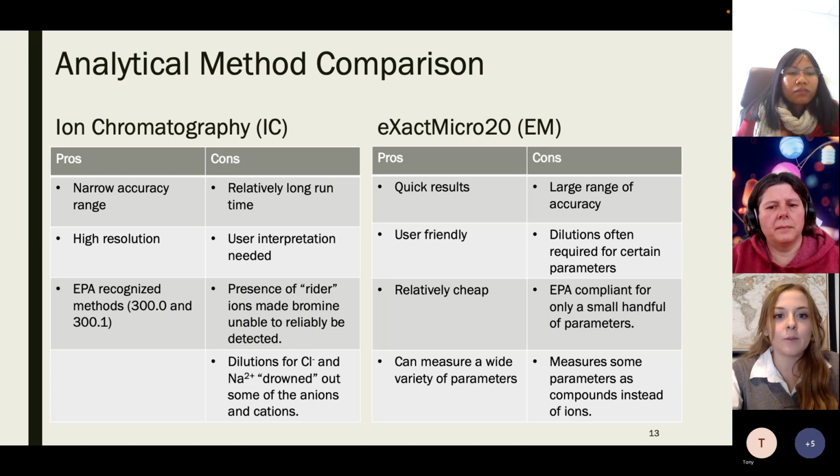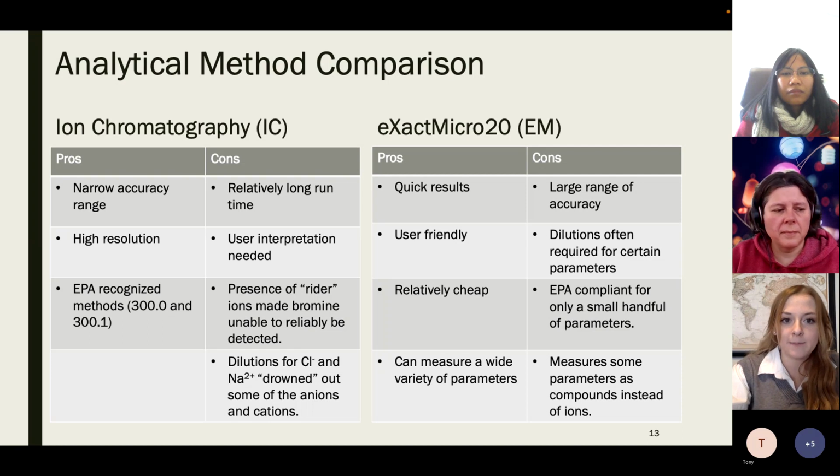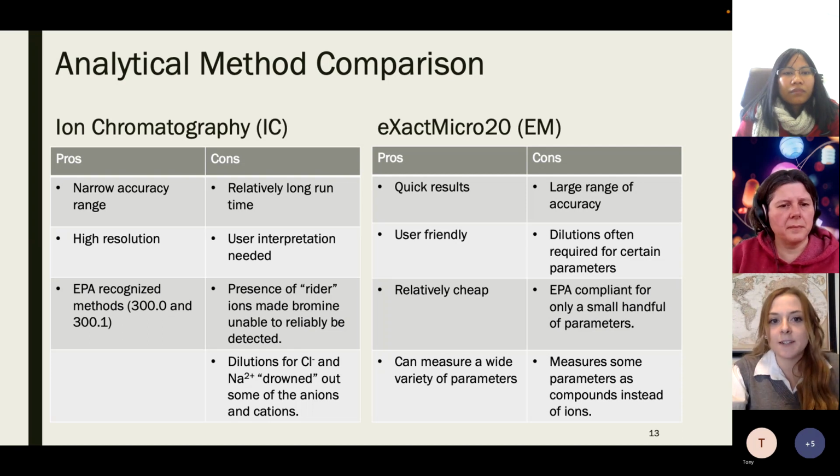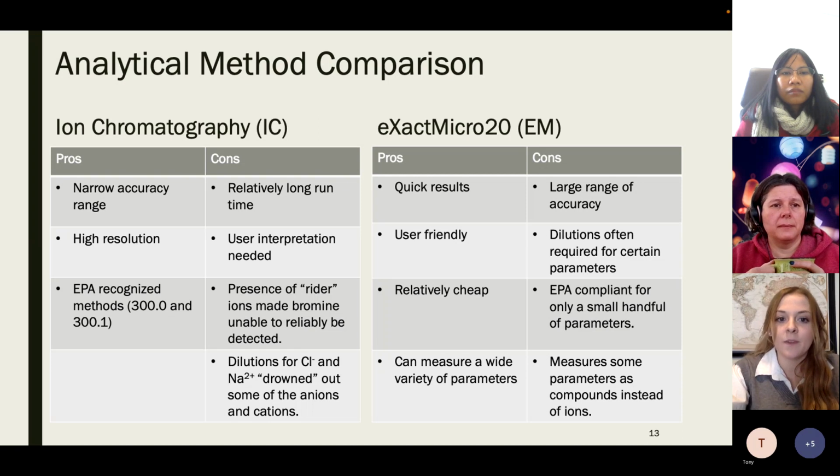The IC had 5 calibration standards and always had a check standard performed to verify the calibration. The Exact Micro 20 used a LightStick calibration and then a check standard to verify. The pros of the IC are that there's a narrow accuracy range and high resolution, and it also follows EPA recognized methods. However, the downsides to the IC are that there's a relatively long runtime for the number of samples I had to run, and there's also some user interpretation that's needed.